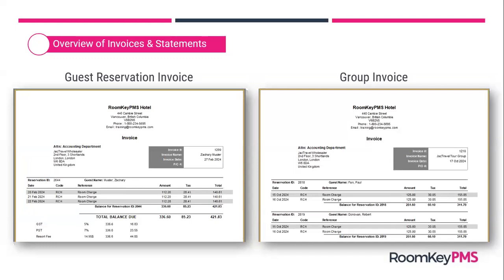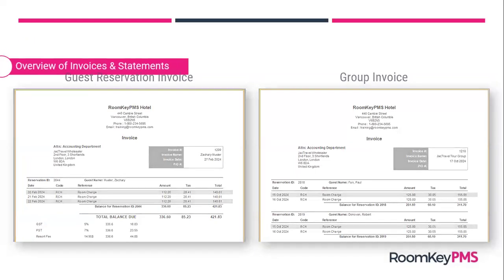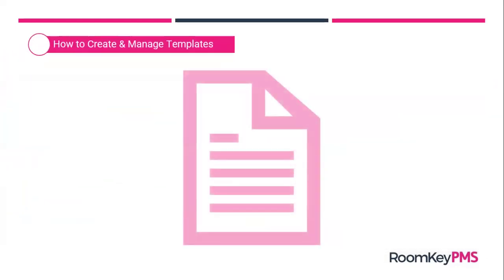Great. So now that we've seen a bit of an overview of those statements and the different types of invoices that we have available for Roomkey, let me move forward here in our presentation. Next, we'll take a look at how to create and manage these templates. And again, this is going to be in the City Ledger module.